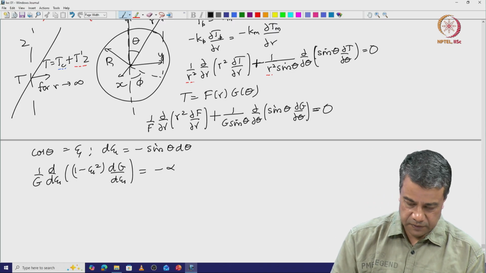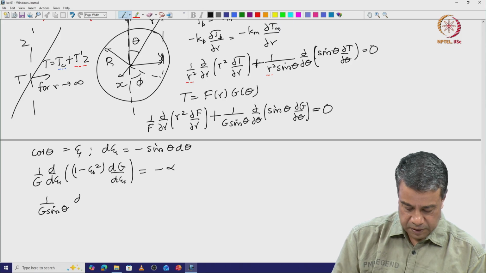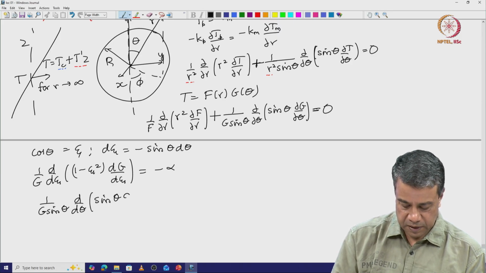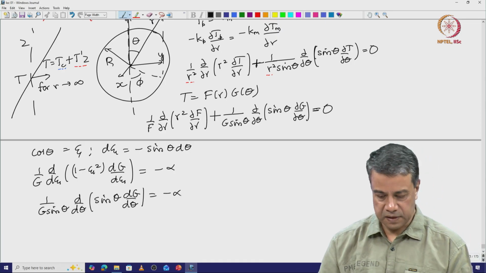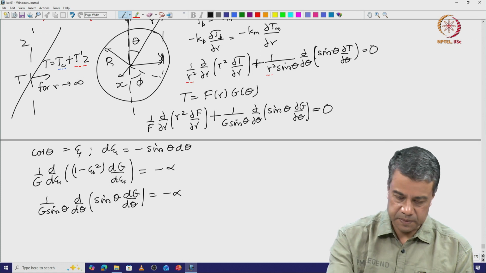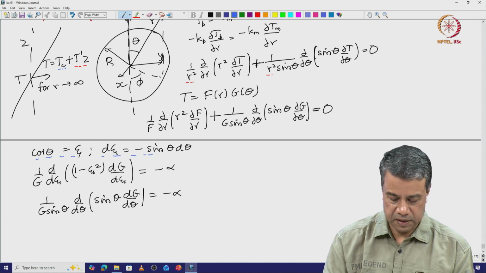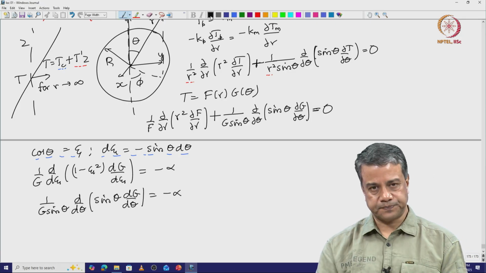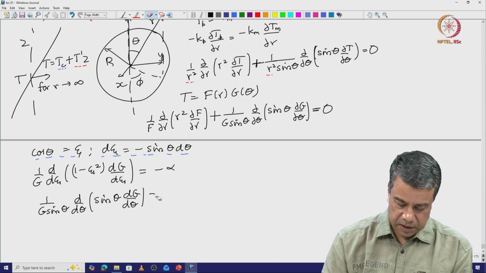and so this is equivalent to 1 by g sin theta d by d theta of sin theta dg by d theta. So I said this has to be equal to minus alpha, and then you substitute cos theta is equal to psi and d psi is minus sin theta d theta, and you get this equation in terms of psi.